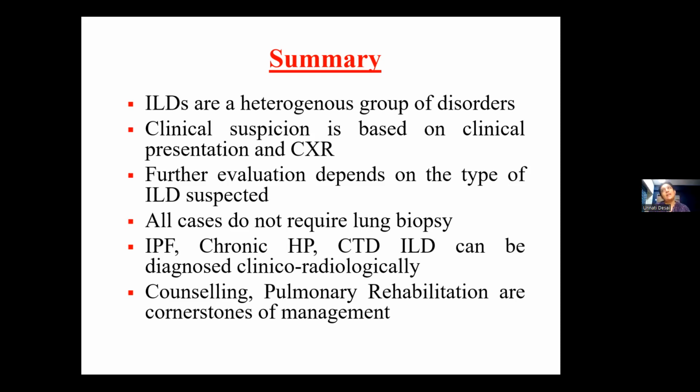So doing pulmonary rehab is very important. You will often see us talking about physiotherapy, vaccinations, comorbidity optimization, and less about antifibrotics or pharmacotherapy. It's more of counseling and rehab that we do, and these are the major cornerstones in managing any interstitial lung disease.